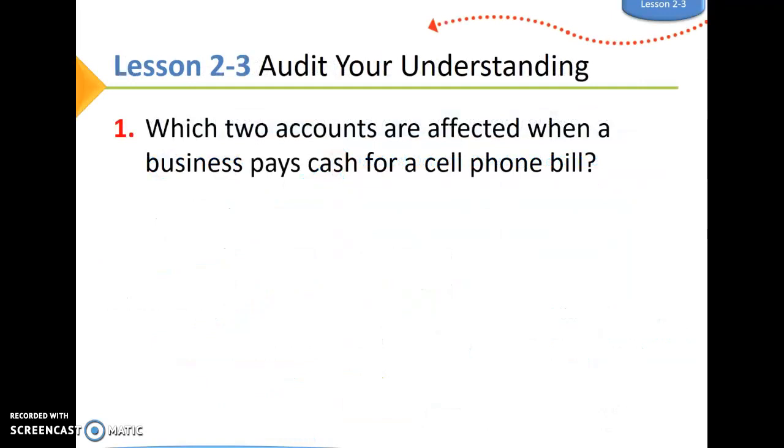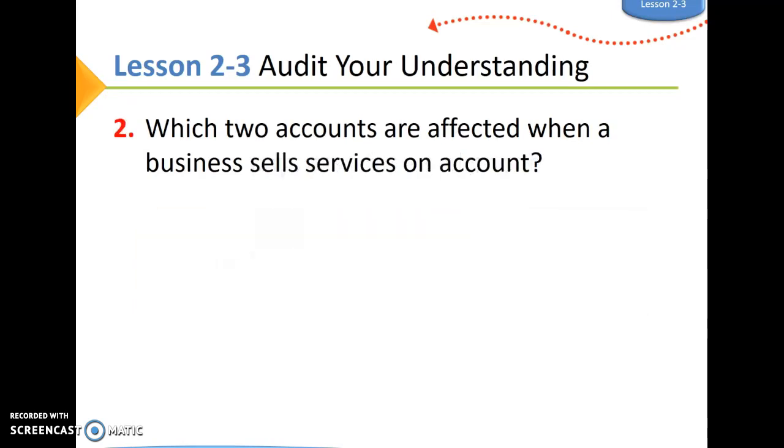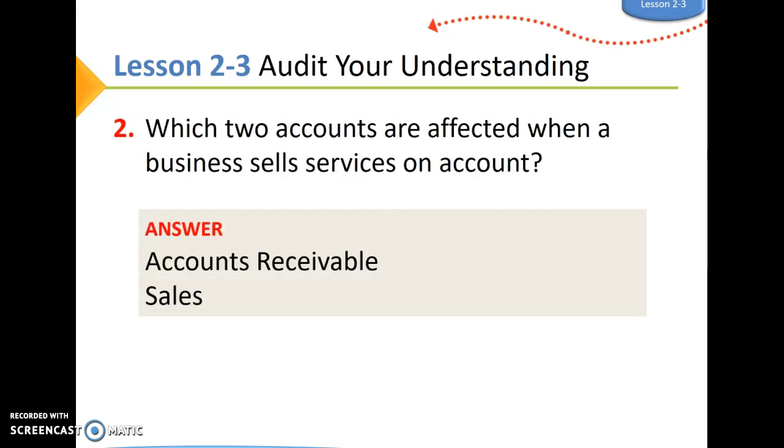So, which two accounts are affected when a business pays cash for a cell phone? You are correct if you said communications expense and cash. Well, what categories do they both fall in? Well, we know communications expense is an owner's equity account, and that falls under expense, and your cash is an asset account. Which two accounts are affected when a business sells services on account? You need to be thinking of accounts receivable and sales. You have a sale, so that affects your owner's equity, and your accounts receivable is an asset.